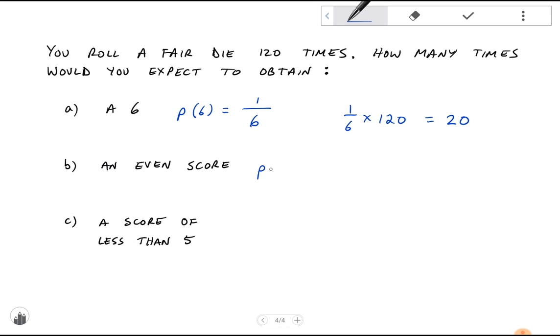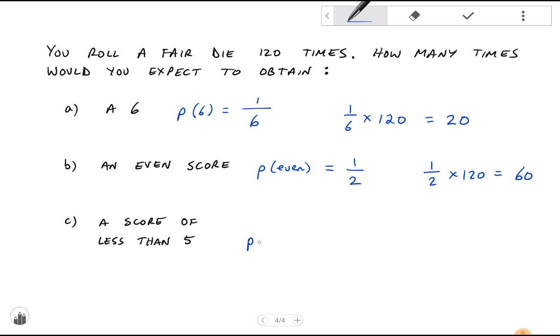Okay, probability of getting an even score, that's either a 2 or a 4 or a 6, that's half the time, right? 1, 3, and 5 are odd, 2, 4, and 6 are even, so 1 out of 2 rolls should give us an even number. So we're going to do that again 120 times, so we would expect that 60 times we would get an even number out of 120 rolls of the die.